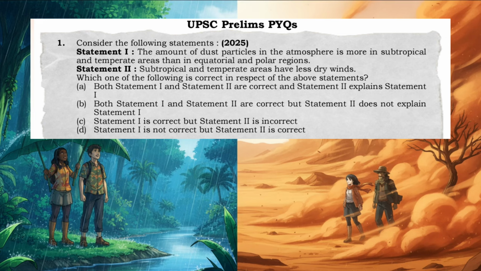Option A, both 1 and 2 are correct, and 2 explains 1. Option B, both 1 and 2 are correct but 2 does not explain 1. Option C, statement 1 is correct but statement 2 is incorrect. Option D, statement 1 is not correct but statement 2 is correct. Pause 5 seconds.